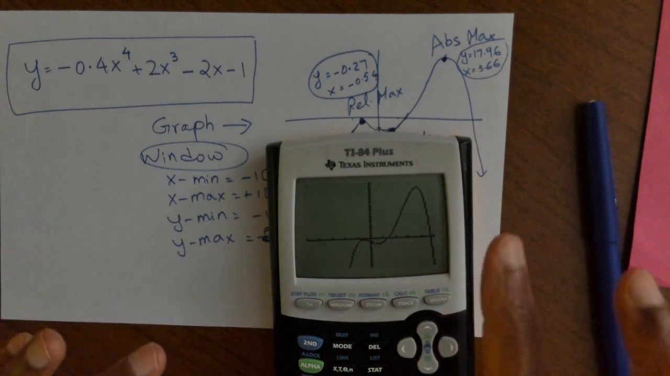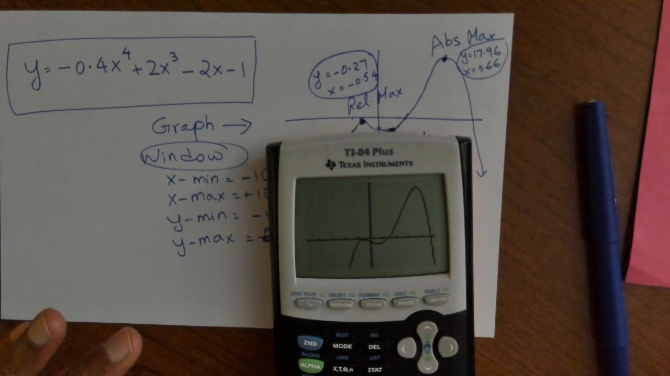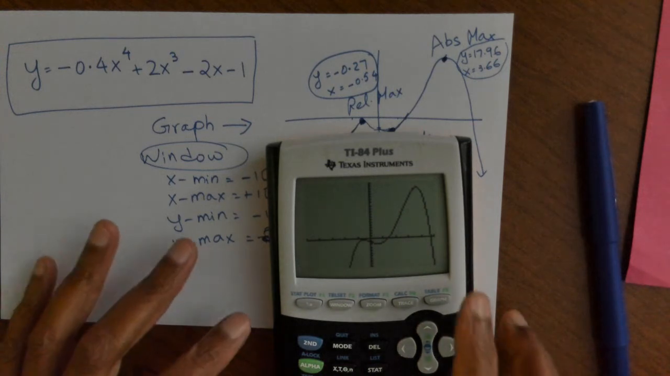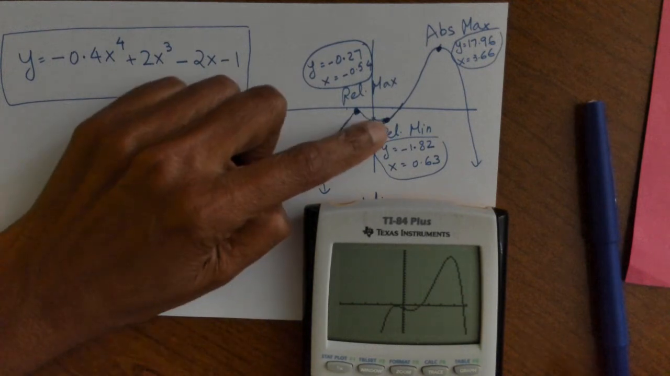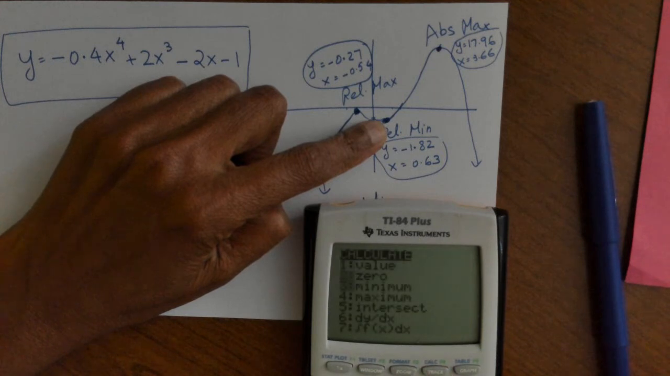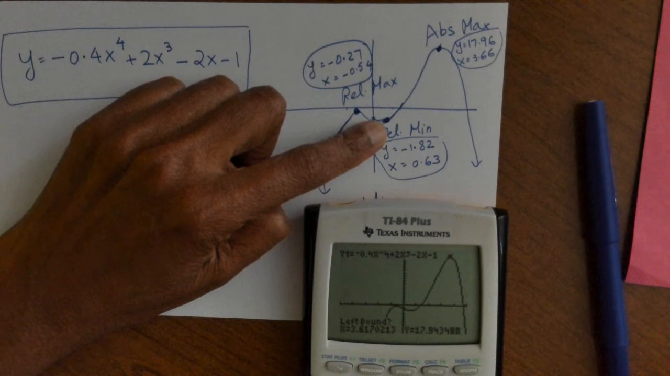Did you get 17.96 or are you still getting 16 point something? I'm not sure why. Okay, let's go to the minimum. So let's find the minimum point now. That's going to be my relative minimum. So you're going to go to second calc. You're going to do number 3. Can we all do this without my help?